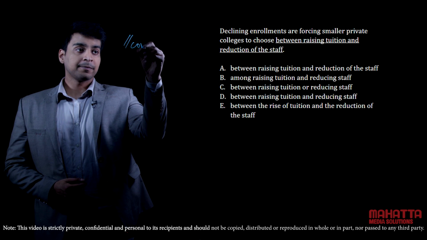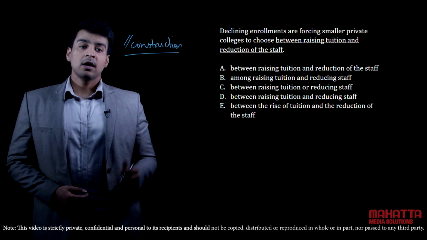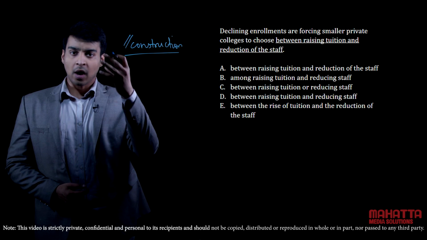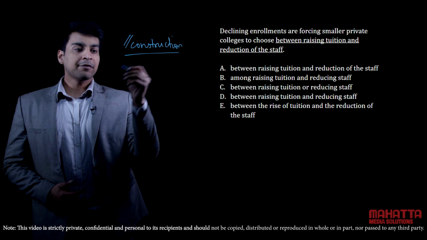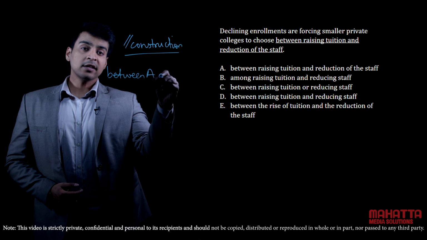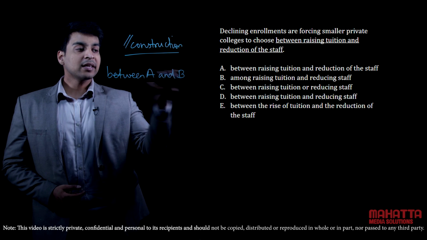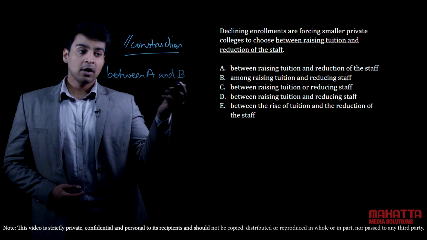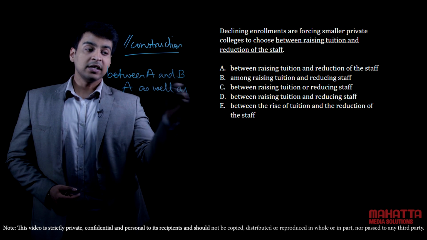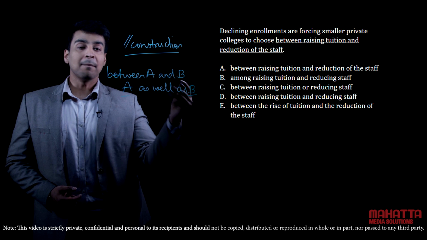Parallel construction. Now what parallel construction says is that when we use certain structures, the structures of which you have been given in the material, say for example between A and B, the sentence has to obey a certain format. In the sense, when I'm making a choice between these two things, or if I'm joining two things by saying A as well as B, these two things have to be similar in a manner.